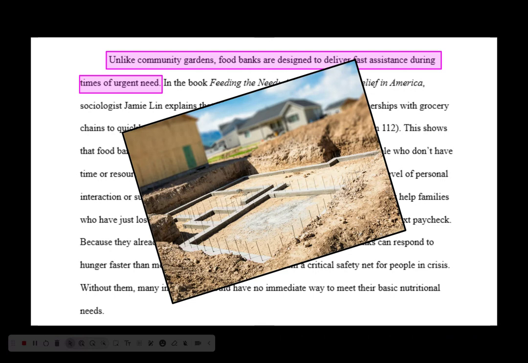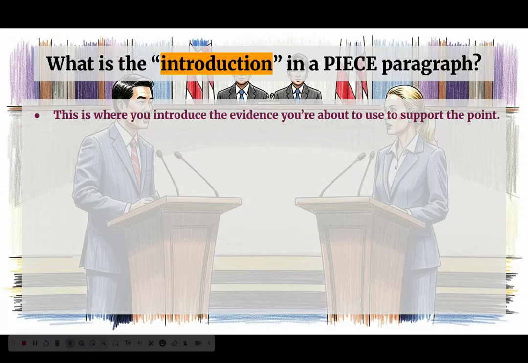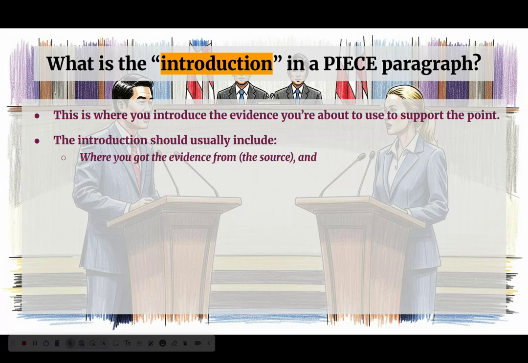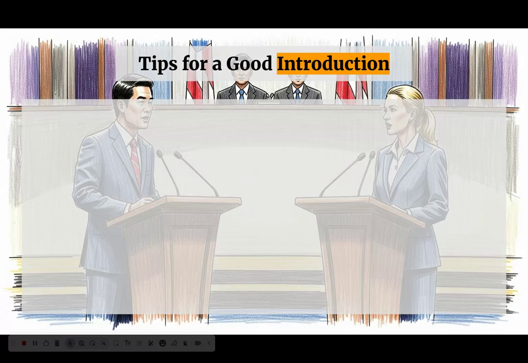With that foundation, your paragraph doesn't really stay standing or make sense unless you have that point sentence. Now let's talk about I for introduction. This is where you introduce the evidence you're about to use to support your point. So the introduction usually includes where you got the evidence from, so information about your source, and why this source of evidence is credible or relevant to your point. You want to use the introduction because it helps prepare the reader to trust your evidence before you share it.